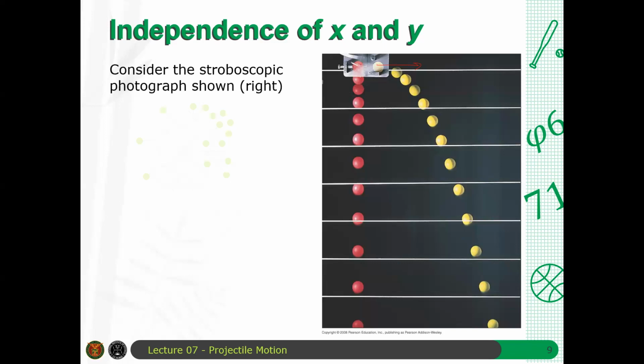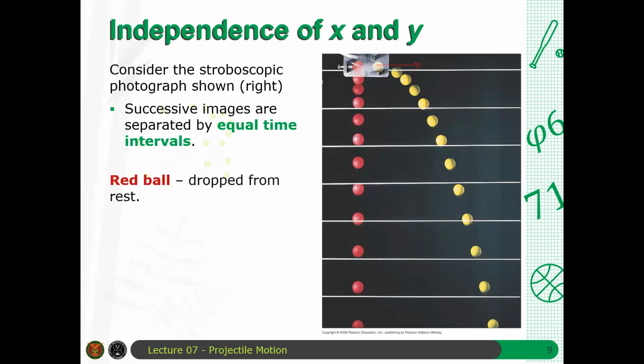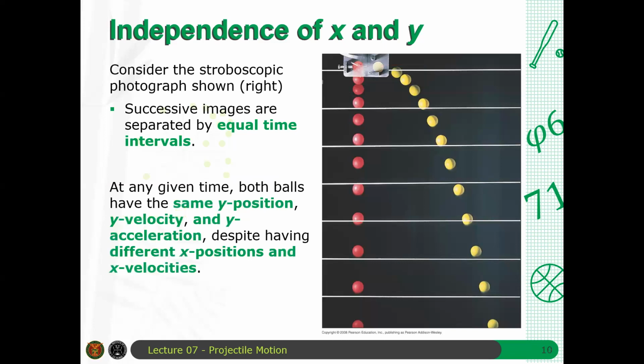So, consider the stroboscopic photograph shown. It's taken at multiple times, so successive images are separated by equal time intervals. Ito nga yung sinasabi ko na pare-pareho yung time interval. And you will see that, of course, the red ball and yellow ball are dropped simultaneously, and at any given time, both balls have the same y position, y velocity, and y acceleration, despite having different x position and velocity. So, ibig sabihin, in a nutshell, magkahiwalay ngayon yung horizontal component at vertical component.